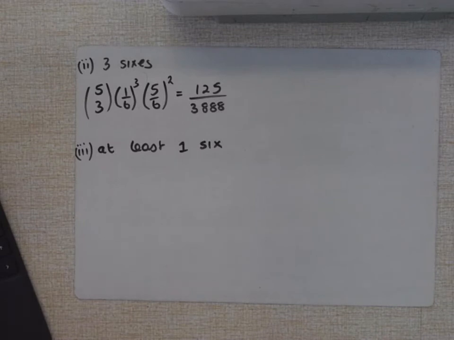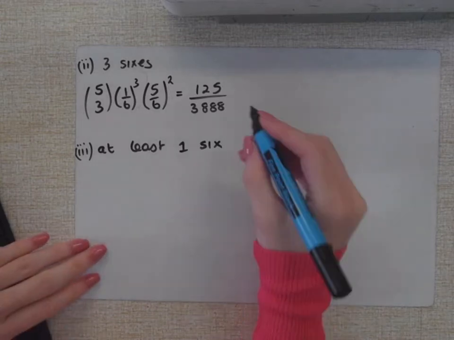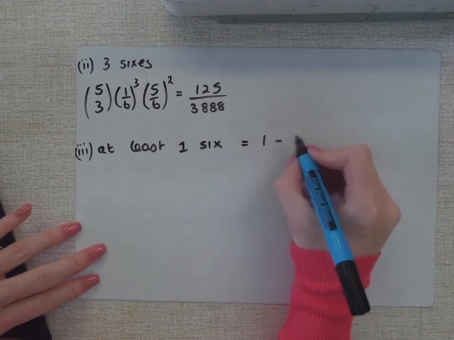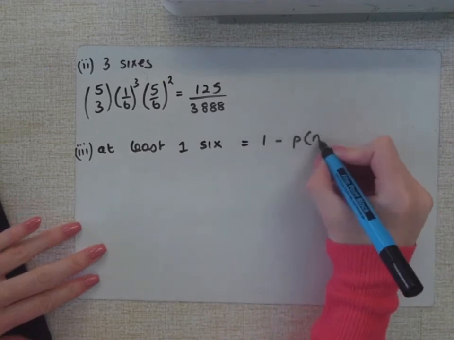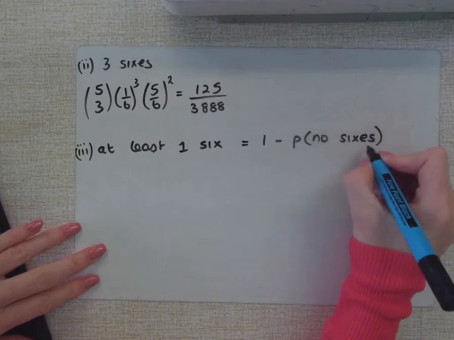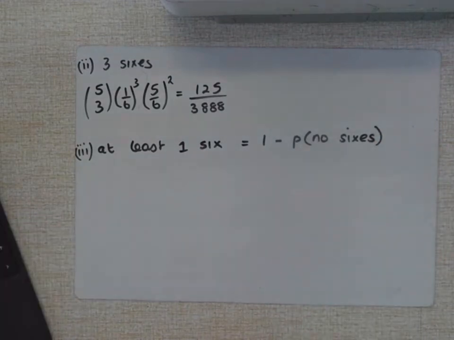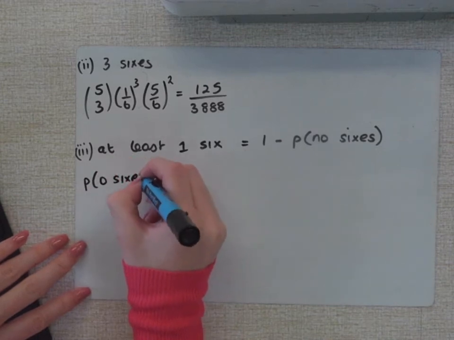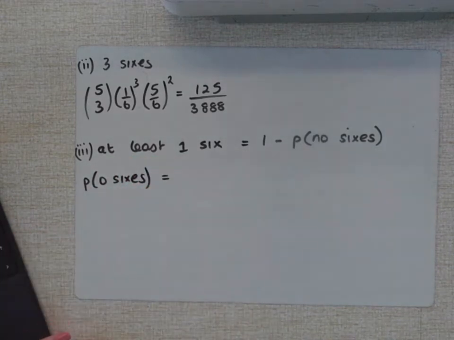Could you reverse it or do the opposite? Probability of what? Not getting a 6. 0 sixes, exactly. And you're going to take that away from 1. Okay? So at least 1 is the same as 1 minus the probability of no 6s. Okay? So the probability of 0 sixes is going to be what? How do I do that?